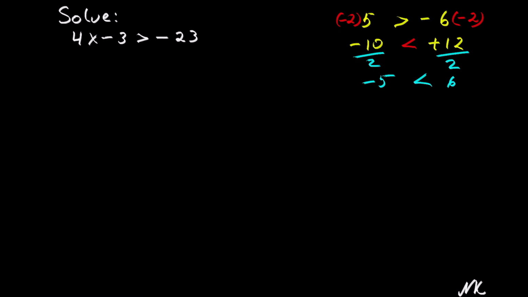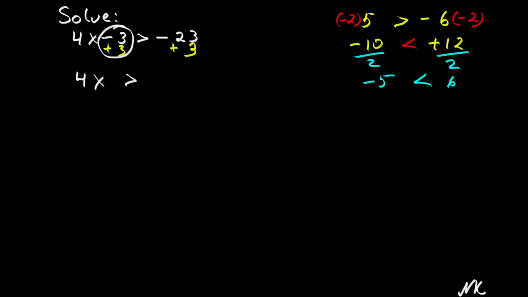So let's solve 4x minus 3 is greater than negative 23. If this was an equation, we would solve for x, so we will do exactly the same thing for an inequality. X is being multiplied by 4 and we are subtracting 3. So let's add 3 to both sides and we get 4x, negative 3 plus 3 adds up to 0, is greater than negative 23 plus 3.